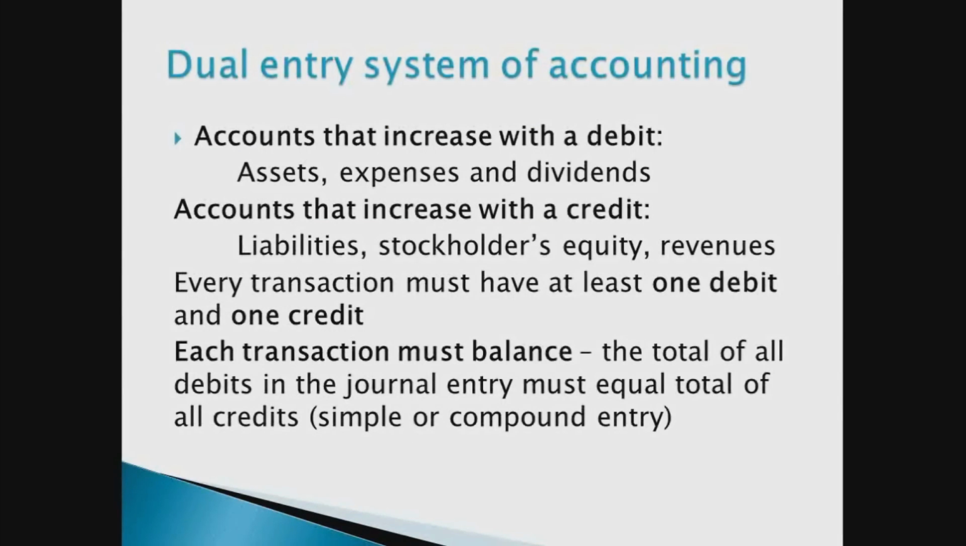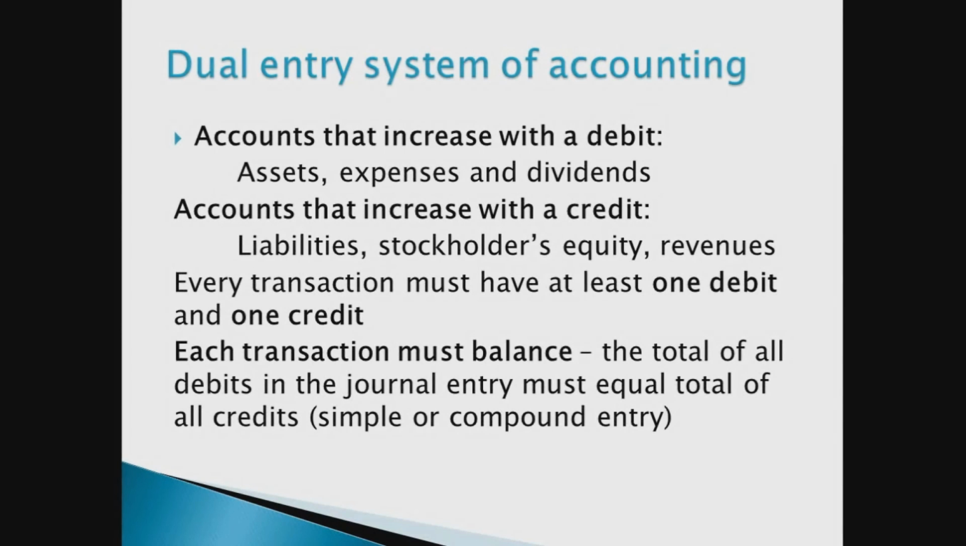We're looking at the dual entry system of accounting, which has been around for a long time. Each transaction has to have at least one debit and one credit. As you know, the accounting equation is assets equal to liabilities plus stockholders' equity. Assets are on the left side of the equation. Assets go up on the left side of their T or ledger account. So you would debit assets to increase.